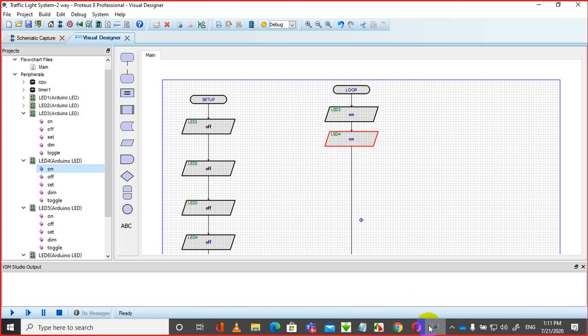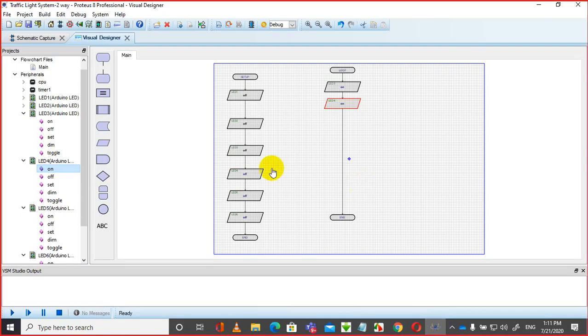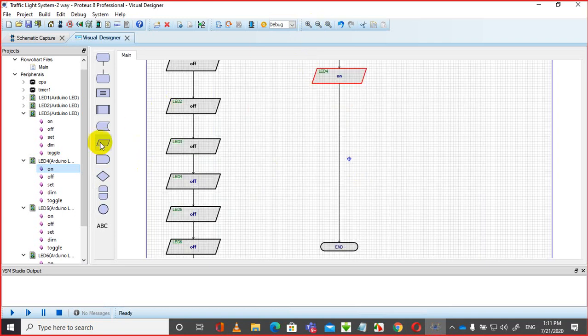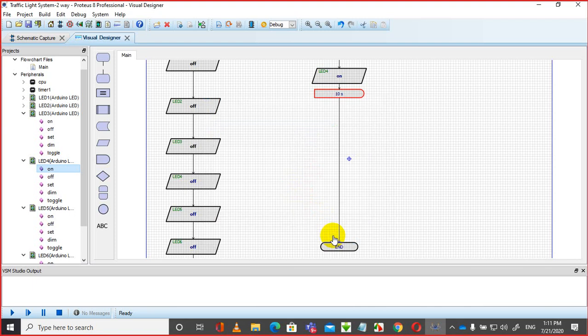Agree with the code. So look at over here. First lane green is high, second lane red is high. Then give a delay of 10 seconds. This is the delay. So change the unit to second. Okay, 10-second delay. So this portion is done.